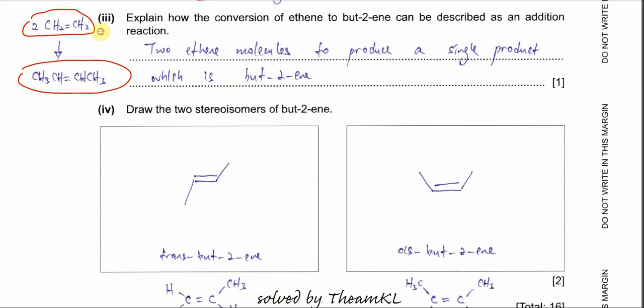It is actually two forming one. So two ethene added together to form one butene. Therefore, you just need to explain like this: because two ethene molecules produce a single product, which is the but-2-ene, that's why we call it addition. The two ethene added up and formed but-2-ene.